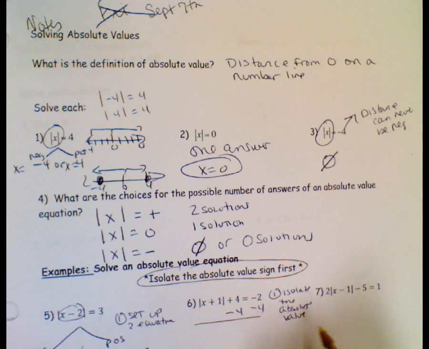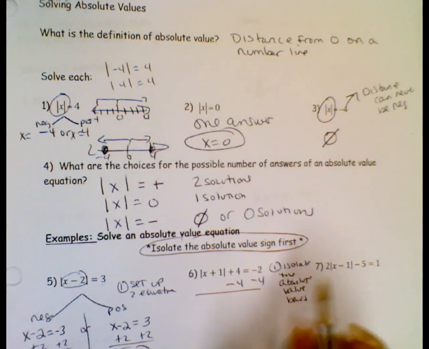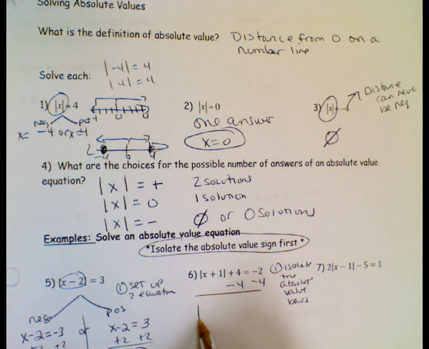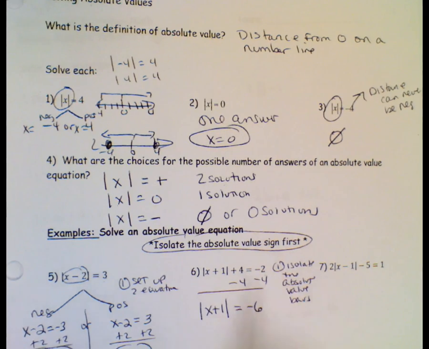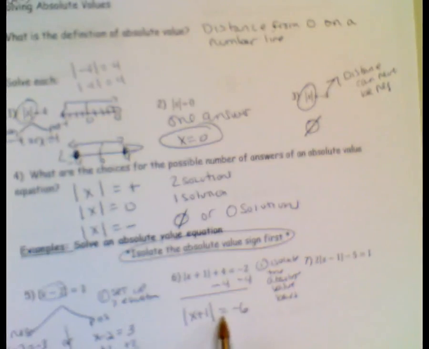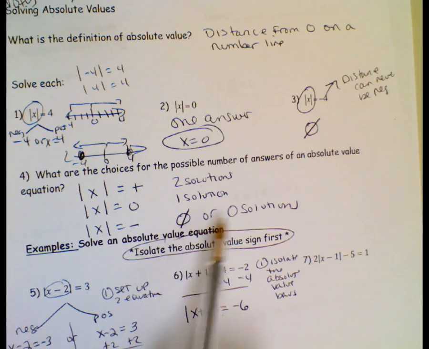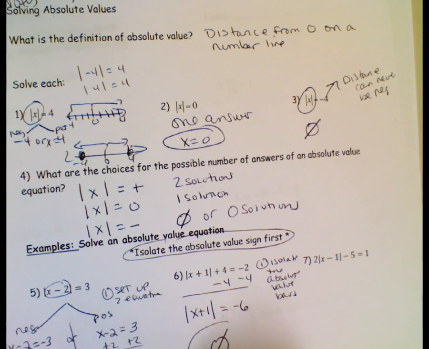I call it the absolute value bars. Isolate them. So we're adding or subtracting 4. So this becomes absolute value of x plus 1 equals a negative. Once the bars are isolated, then you look up here. It's equal to a negative number. If you have absolute value bars equal to a negative number, you have 0 solutions. So there's no work to be done, and that's your answer.